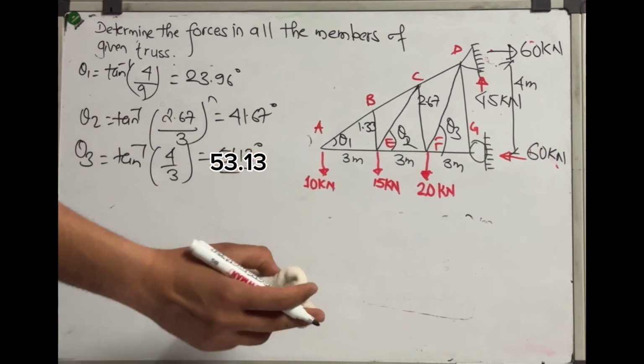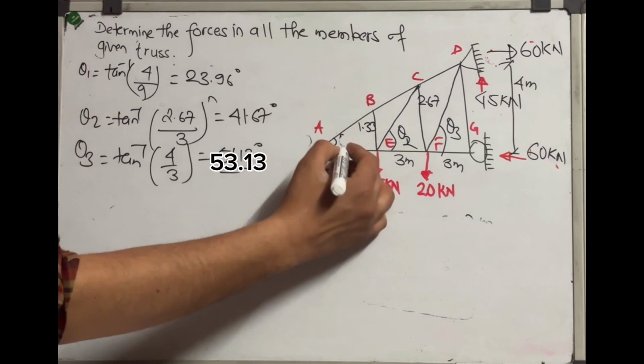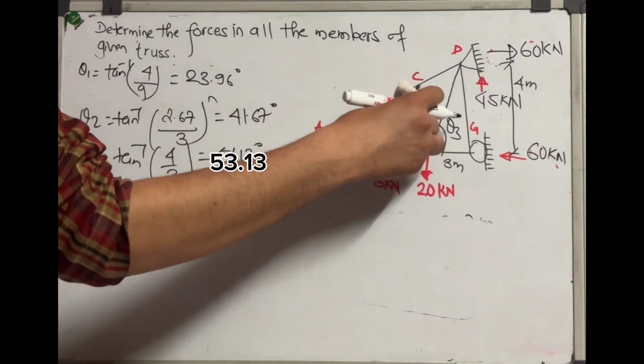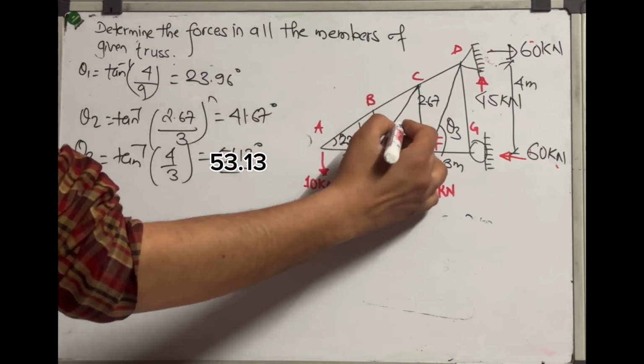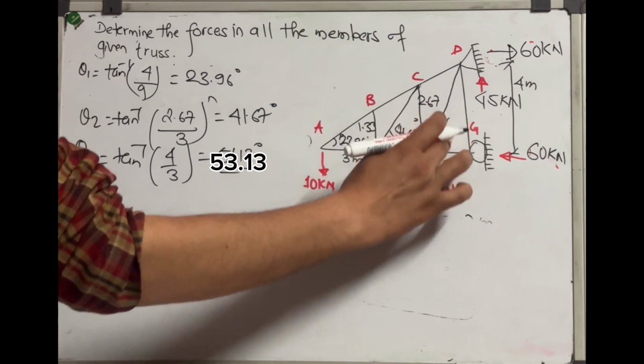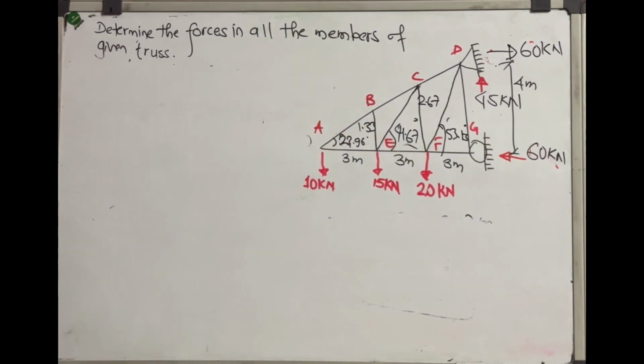So you determine theta 1, theta 2, theta 3, right? So theta 1 is nothing but 23.96 degree. Theta 2 is nothing but 41.67 degree. Theta 3 is nothing but 53.13 degree. So how can you use joint method? Let us see.